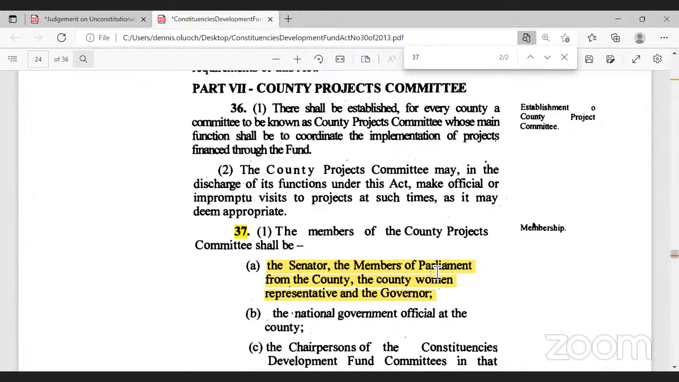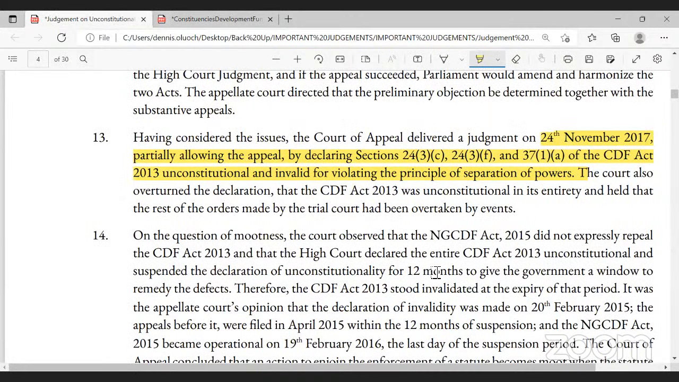I think that was actually regular, but we are happy that the Court of Appeal also delivered a judgment and found that unconstitutional with regard to the principle of separation of powers. Then the court also overturned the declaration that the CDF was unconstitutional in its entirety. So they disagreed that it was unconstitutional overall, and that the rest of the orders made by the trial court had been overtaken by events. That is the essence I was saying, because we already had the NGCDF.